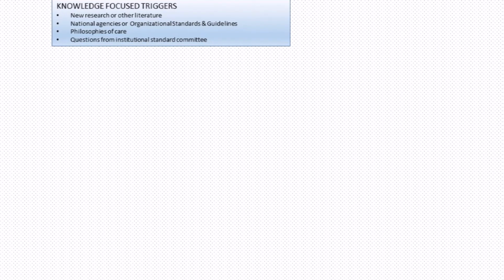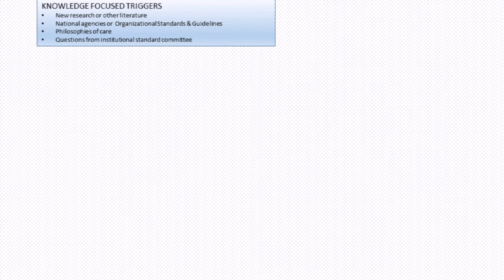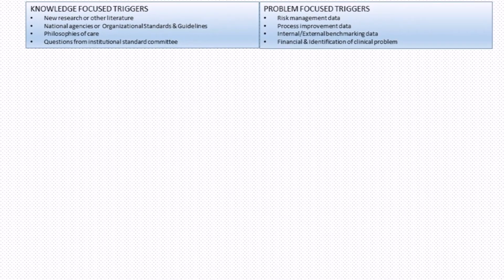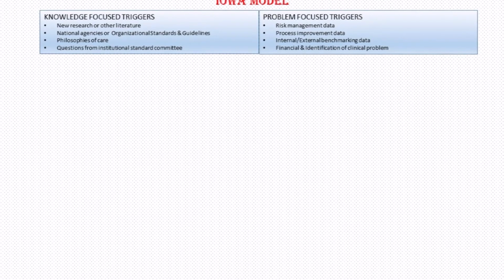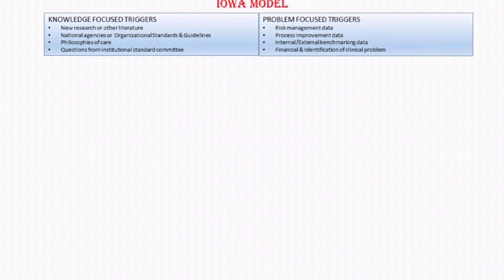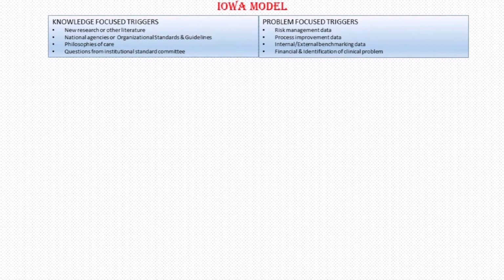To find evidences, we need some forces or triggers which provoke us to search for the evidences. Knowledge-focused triggers include new research or other literature, national agencies or organizational standards and guidelines, philosophies of care, and questions from the institutional standards committee. The other type is problem-focused triggers, which include risk management data, quality improvement data, internal and external benchmarking data, financial data, and identification of a clinical problem.